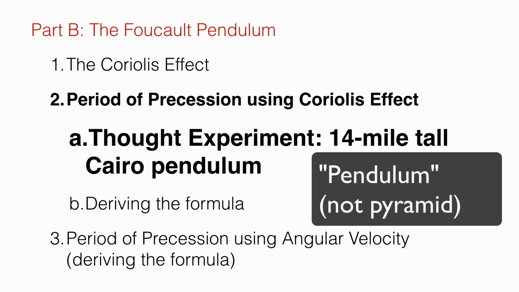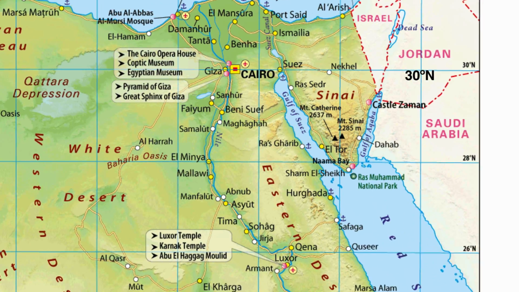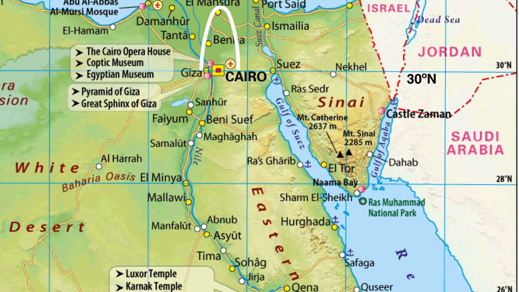All right, so now we're going to deal with our thought experiment. We're going to build a 14-mile tall pyramid in Cairo, Egypt. And we're selecting Cairo because it is exactly at 30 degrees north latitude. So we're going to build a structure kind of like the St. Louis Gateway Arch, 14 miles tall.